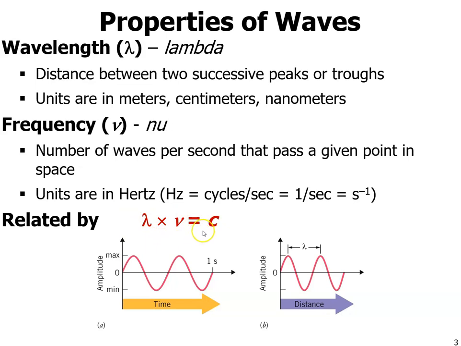So this is related by lambda times nu is equal to the speed of light. So if we have the wavelength, for example, we always know the speed of light is going to be 2.99 times 10 to the 8th meters per second. That's a constant. So we can always solve for the nu or the lambda if we have one or the other.